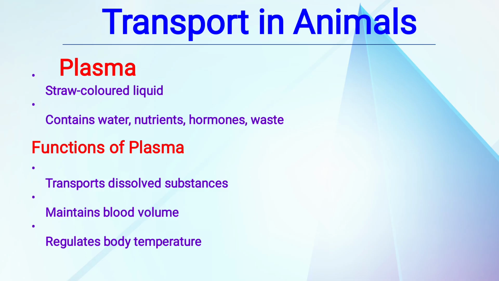Now, plasma is a straw colored liquid containing water, nutrients, hormones and waste. What are the functions of plasma? It transports dissolved substances. Plasma helps in maintaining blood volume. Those are the functions of plasma: they transport dissolved substances, they maintain blood volume, and they regulate body temperature.